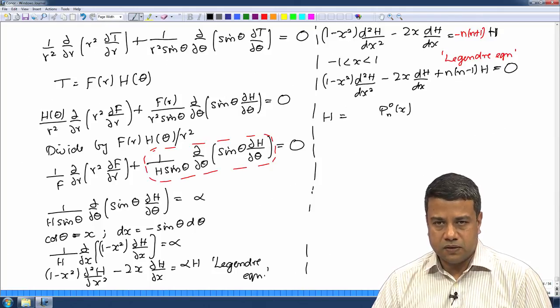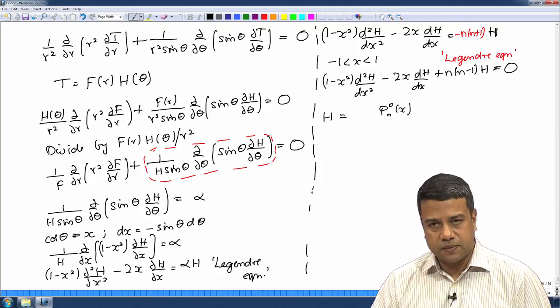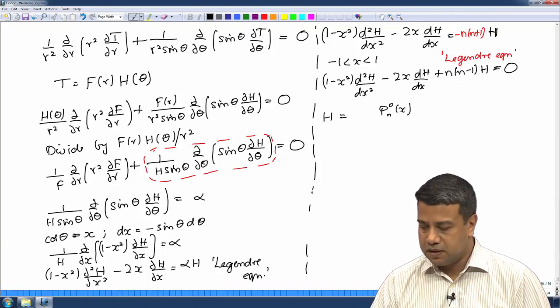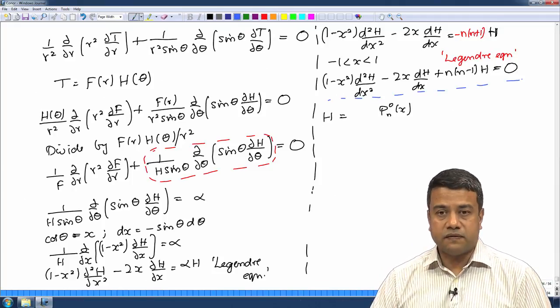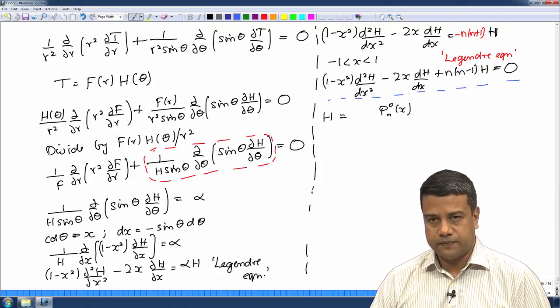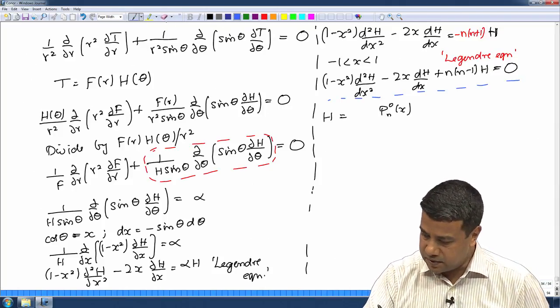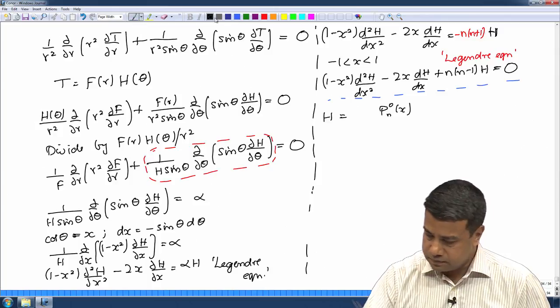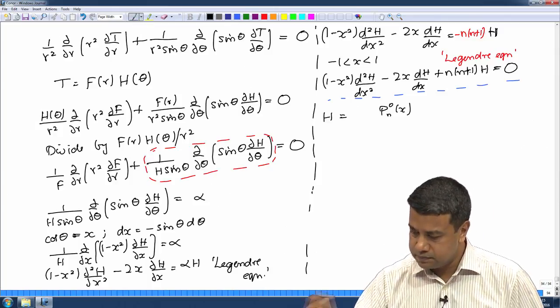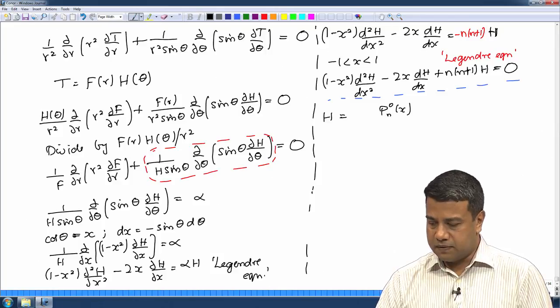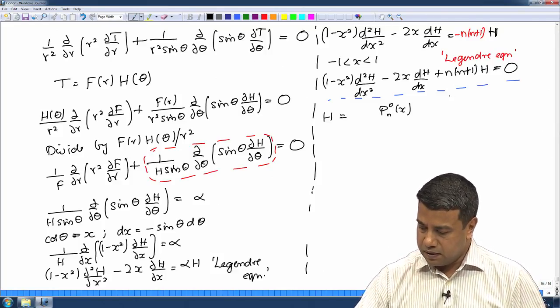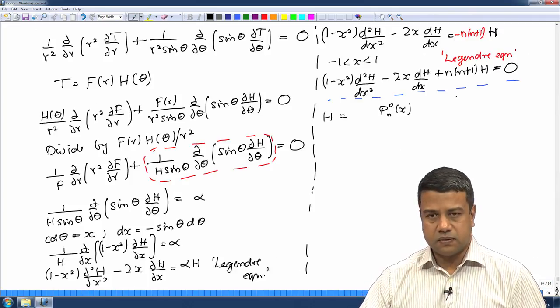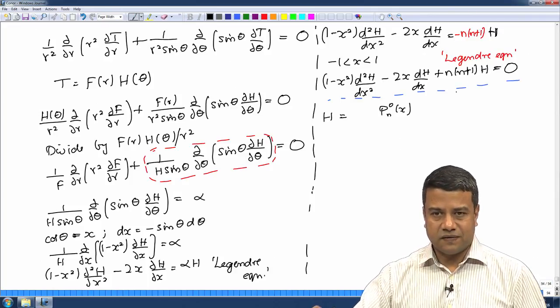The most general solution is just a summation over all of these solutions, where Pn 0 of x is a solution of this equation for each individual value of n. I should put n plus 1 here, I am sorry. For each individual value of n. And you can get these solutions by putting n equal to 0, n equal to 1 and so on, and solving this equation.